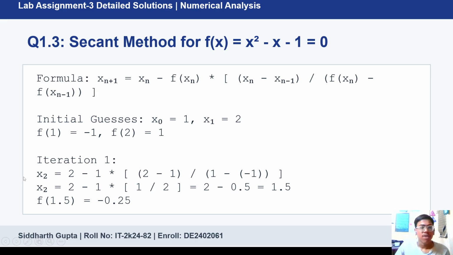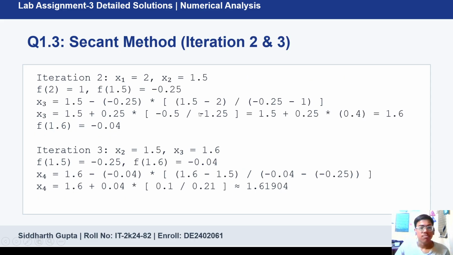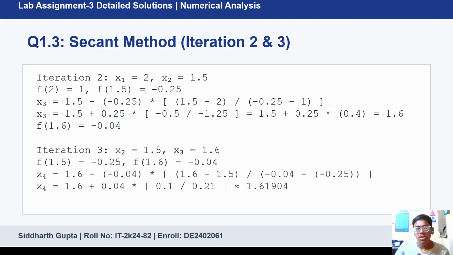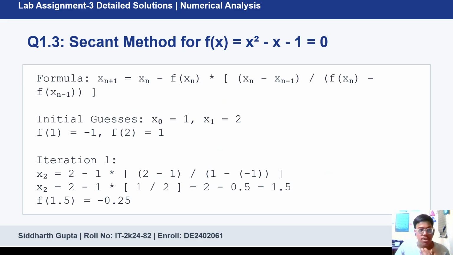Again, we will put the values in the formula and do the same thing. If f of x is less than 0, transfer the value of x1 into a, or transfer the value of x1 into b if it is positive. Again, we will do the same thing, and in the third or fourth iteration, it will converge and the answer will come somewhere around 1.618. So this was the secant method.